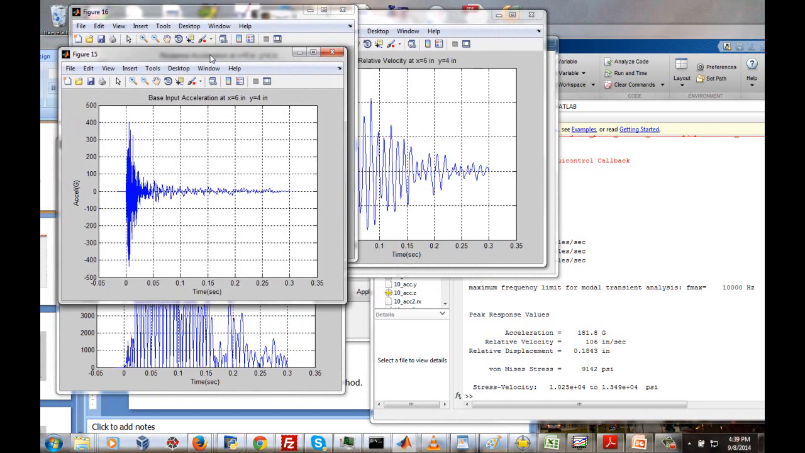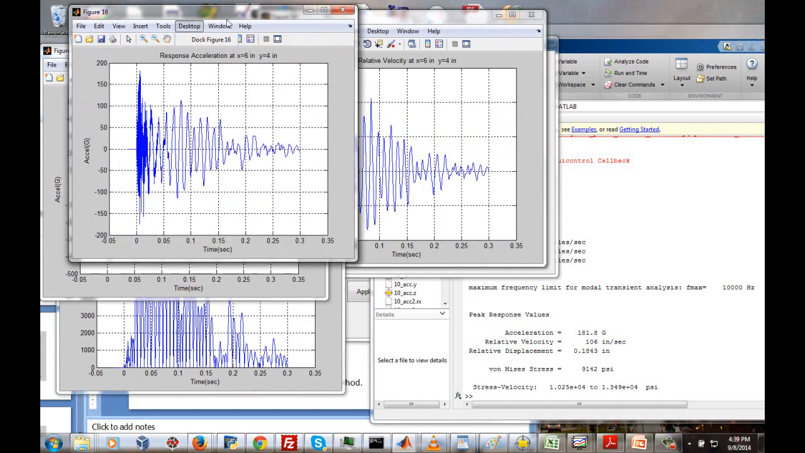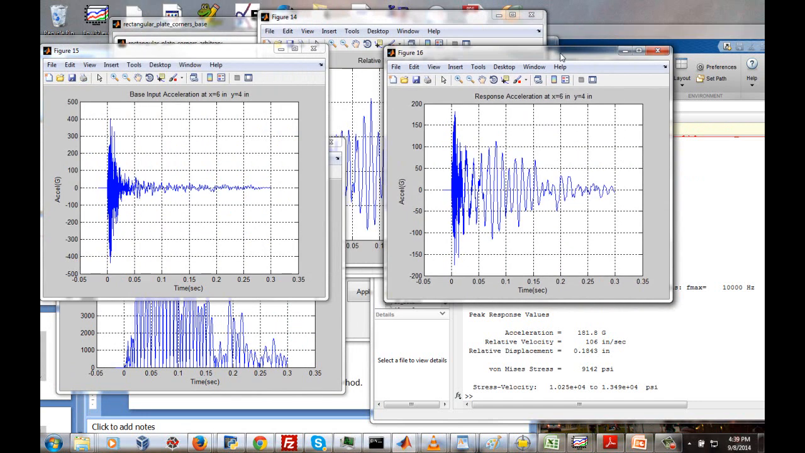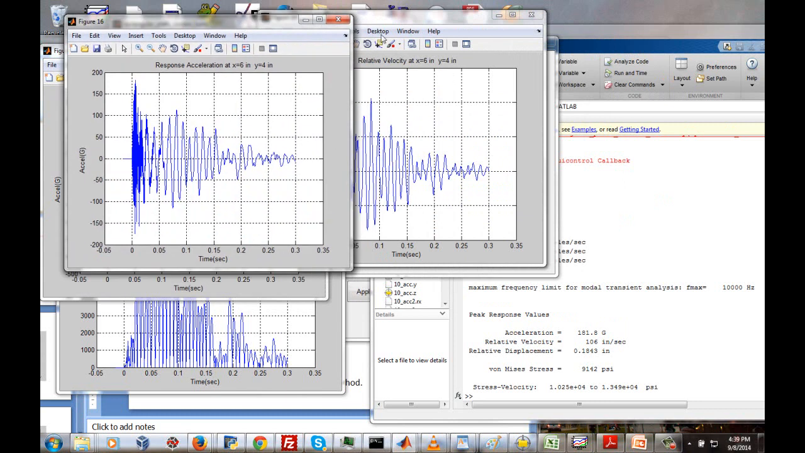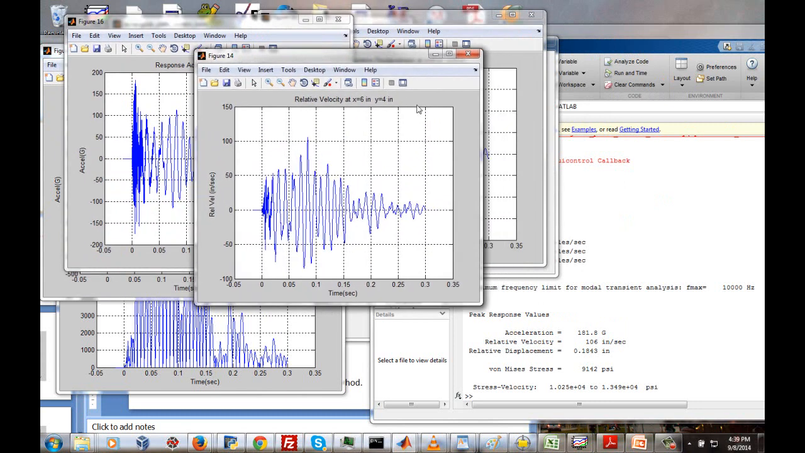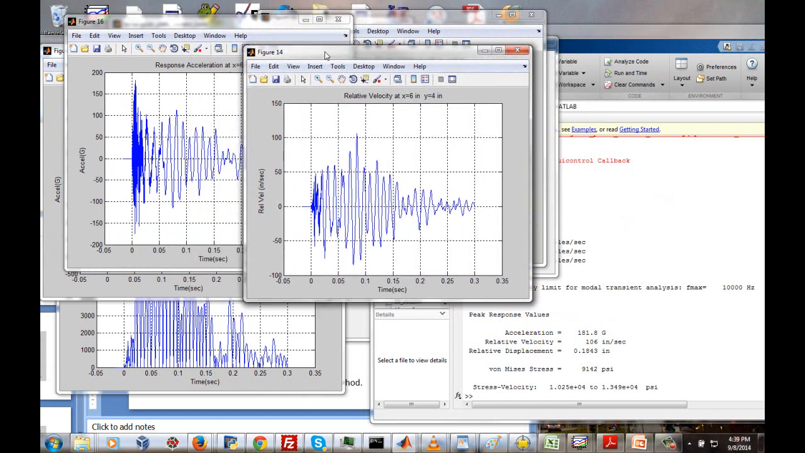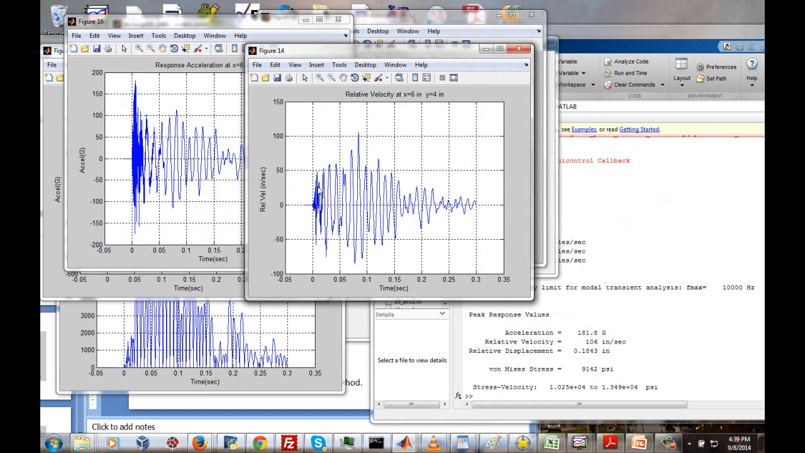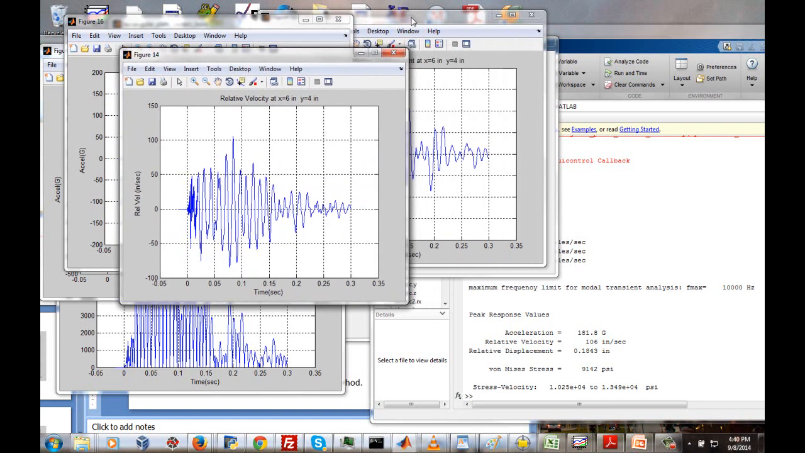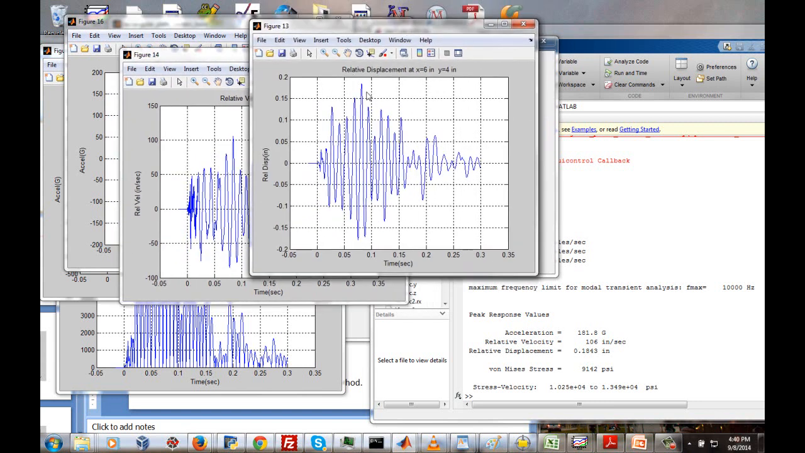Here's our base input acceleration. We've seen that a couple times. We have our response acceleration, our relative velocity, inches per second, versus time in seconds. As we get to relative velocity, you can see there's still a little bit of effect of the high frequency modes, but mostly it's that mode at 76 Hertz responding. And then as we go to relative displacement, you can see the 76 Hertz fundamental mode clearly dominates the response.